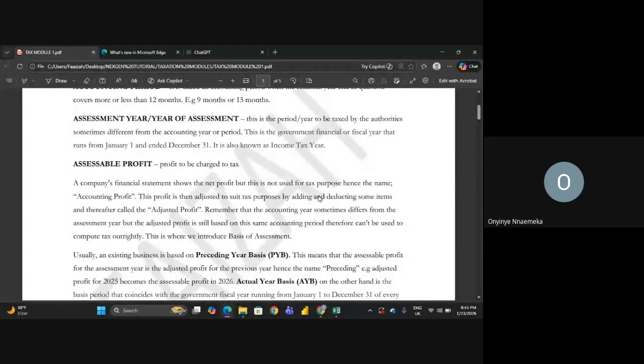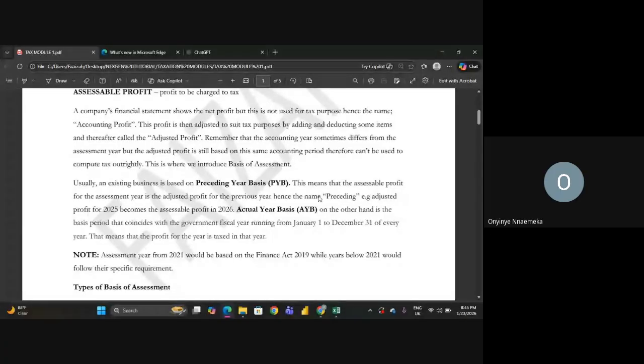I don't know if I'm making sense. So the expenses that we allow in accounting but taxation disallows, you remove them. You remove some expenses, you add back some expenses, you remove some income, and so on and so forth. We are going to get there by God's grace. So afterwards, it is called an adjusted profit. Right. So like I've said before, accounting year can differ from assessment year. It depends on the particular situation that you find yourself.